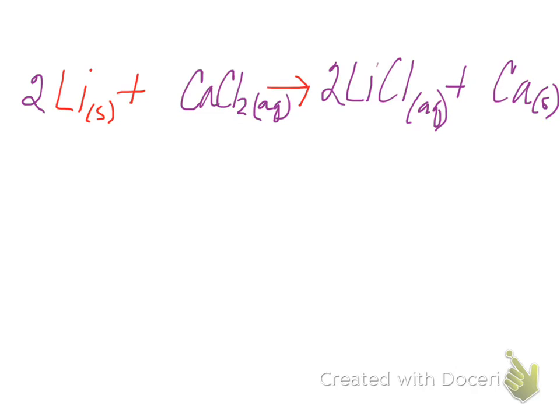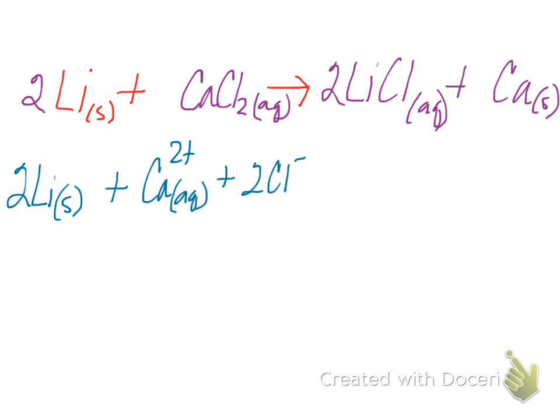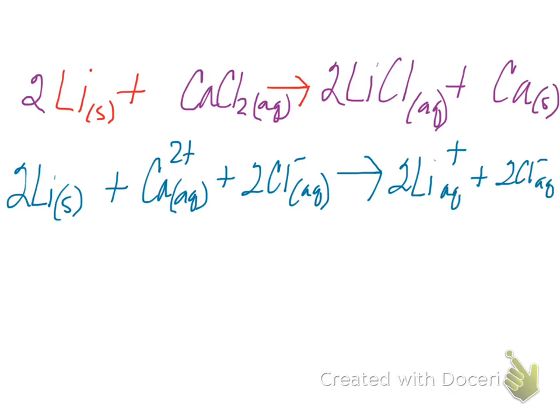So now let's break apart anything that's aqueous. So I have 2 lithium solid plus a calcium 2 plus and 2 chlorine minus aqueous. And then over here I would have 2 lithium plus and 2 chlorine minus, both of those aqueous, and then plus calcium solid. So what appears the same on both sides? I'll give you a hint. It's only one thing that appears the same on both sides.